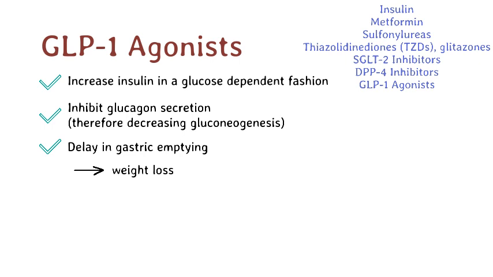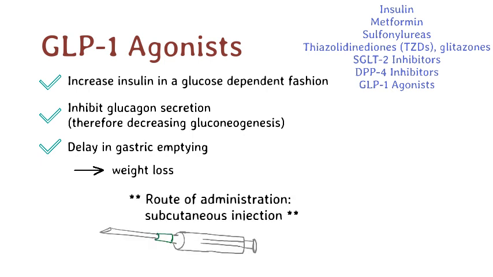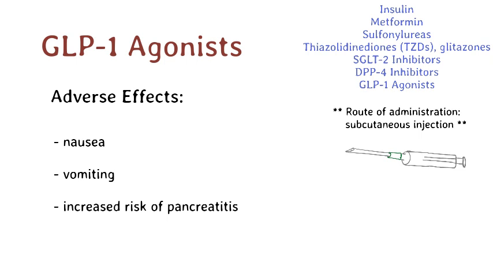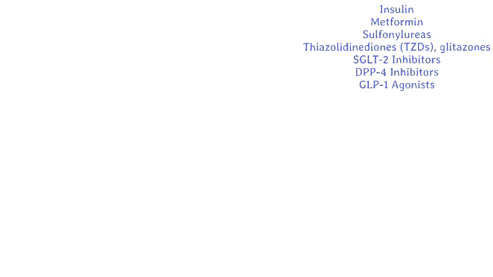GLP-1 agonists are more effective than native GLP-1 because they are more resistant to DPP4 protease degradation. These medications are peptides and, like insulin, must be injected subcutaneously. Adverse effects of GLP-1 agonists are nausea and vomiting and an increased association with pancreatitis. We're going to conclude this video with a quick recap.